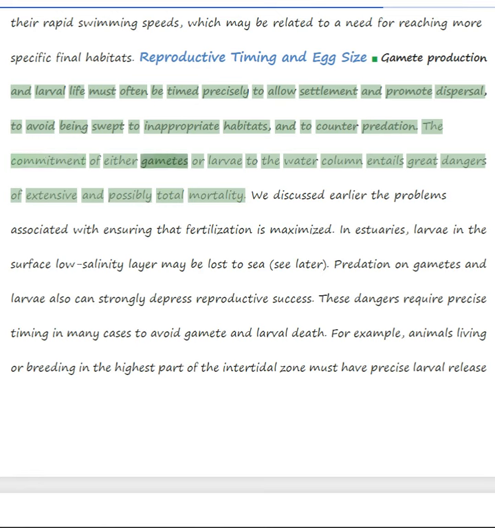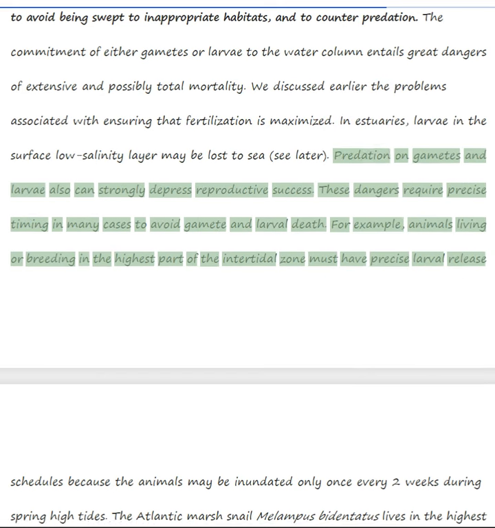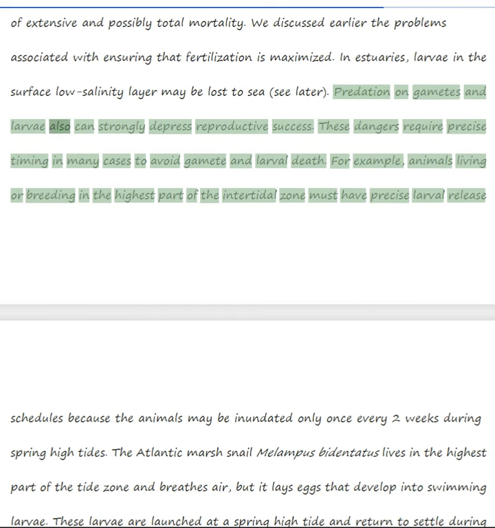The commitment of either gametes or larvae to the water column entails great dangers of extensive and possibly total mortality. We discussed earlier the problems associated with ensuring that fertilization is maximized. In estuaries, larvae in the surface low salinity layer may be lost to sea. Predation on gametes and larvae also can strongly depress reproductive success. These dangers require precise timing in many cases to avoid gamete and larval death.